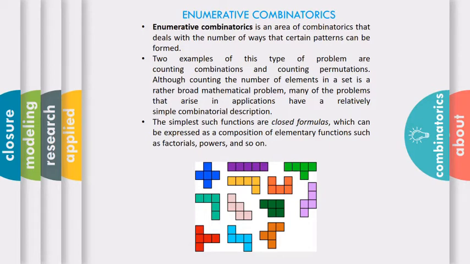So all those things are like permutation and combination. You can see permutation, how we can count something having different kinds of patterns. The simplest such functions are closed formulas, which can be expressed as a composition of elementary functions such as factorials, powers, and so on. So all these, permutations and combinations, come under enumerative combinatorics. Combinatorics is basically the study of counting under given conditions. So likewise, we have ended the session on combinatorics.